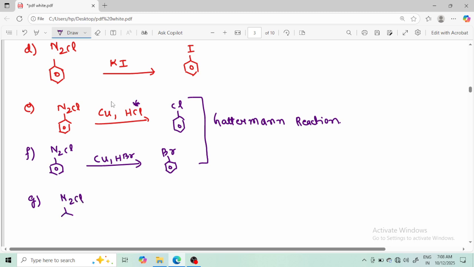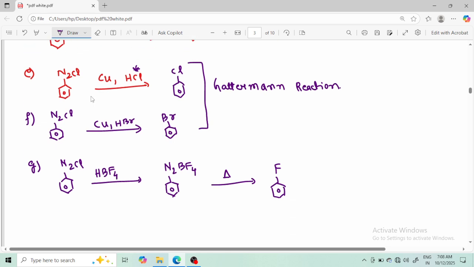Okay, so let's say N2Cl is reacting with HBF4. Okay, so it will give you N2BF4. Alright, then if you heat this, then you just get F here. Of course byproduct will be there, but not that important. Now till here we did in haloalkane and haloarene chapter. This one is called Balz-Schiemann reaction. Spelling might be wrong, you can check it from the book.